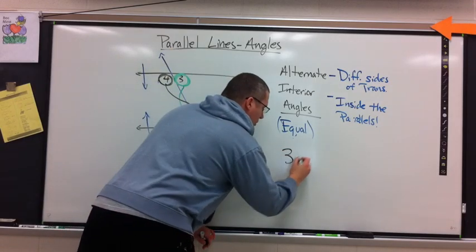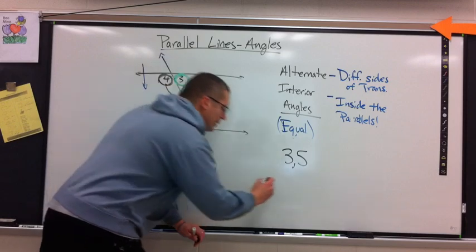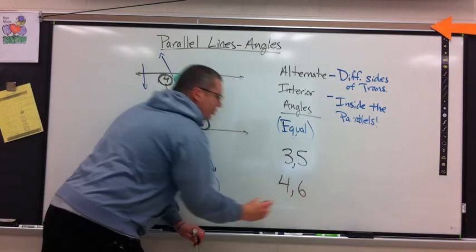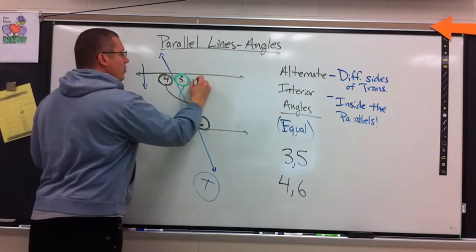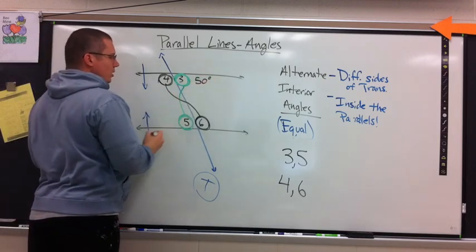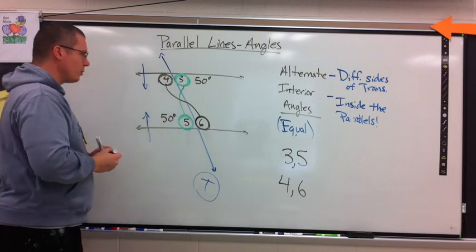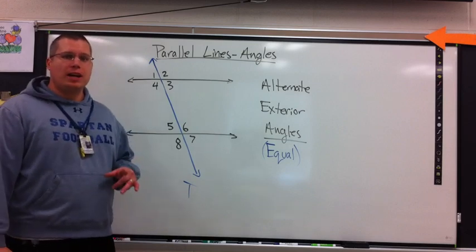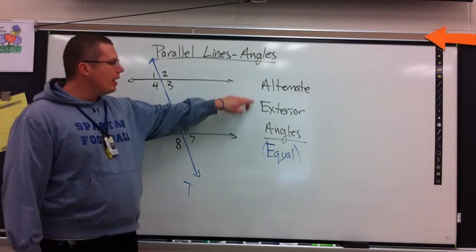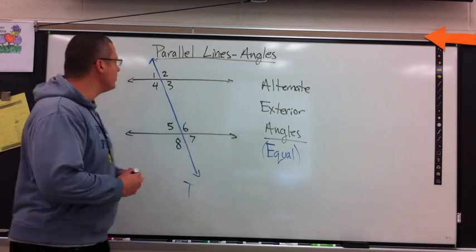So in this case, 3 and 5 are alternate interior angles. 4 and 6 are alternate interior angles. Remember, they're equal. So if angle 3 was 50 degrees, so would angle 5 be 50 degrees. Our last type of angle is called alternate exterior angles. Very similar to what you just got done looking at.